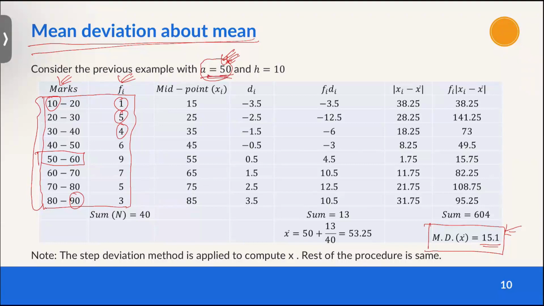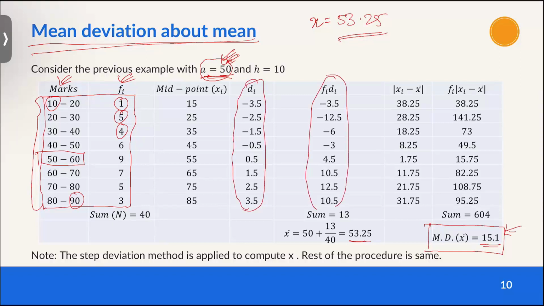If you don't do that, then the calculations will not be as simplified as in this table. So if you take a value very close to the original mean, which is 53.25, the calculations will be easy. Remember, we don't know this value from the start. We are trying to calculate the mean. To calculate the mean, we assume a middle value as the assumed mean. So I have assumed 50.